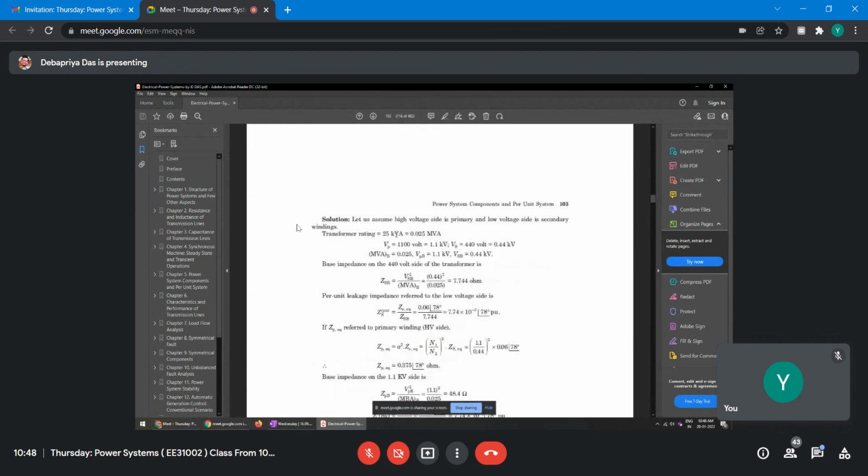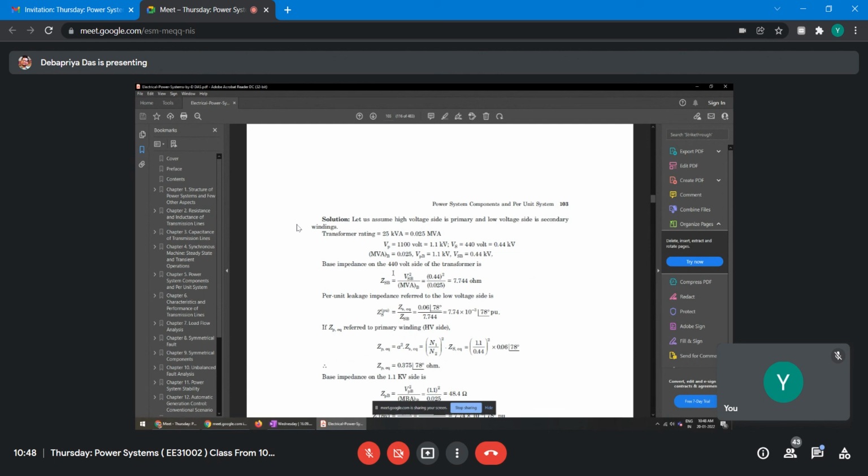Transformer rating is 25 kVA. You convert it to MVA, divide it by 1000. It will be 0.025 MVA. Primary side voltage is 1100. When you make MVA, you make this kV, because base impedance is kV square upon MVA. So it is 1.1 kV, and VS is 440 volt, that is 0.44 kV. Therefore, MVA base will be this much, and primary side voltage base is then 1.1 kV, and secondary side is 0.44 kV.